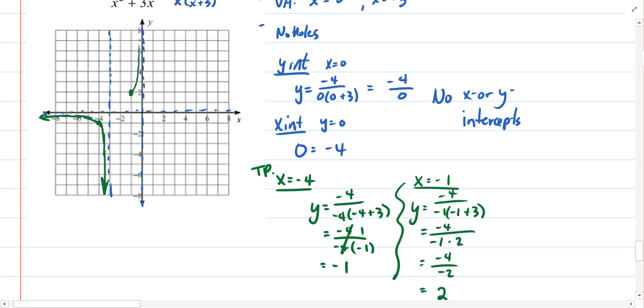And knowing that there are no other x-intercepts, I'm guessing that this graph is going to turn away from the x-axis, and I think it's going to form a shape that exists up here.